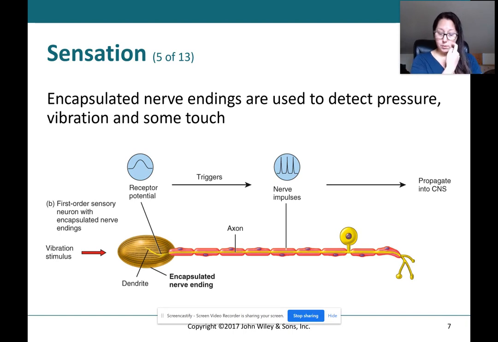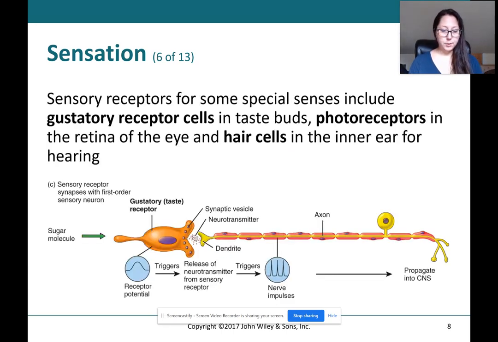Here's another type. So instead of the free nerve endings, we have an encapsulated nerve ending, and these are mostly used in touch, so pressure and vibration. So this is a kind of connective tissue covering here, encapsulating that nerve ending for that specialized function.